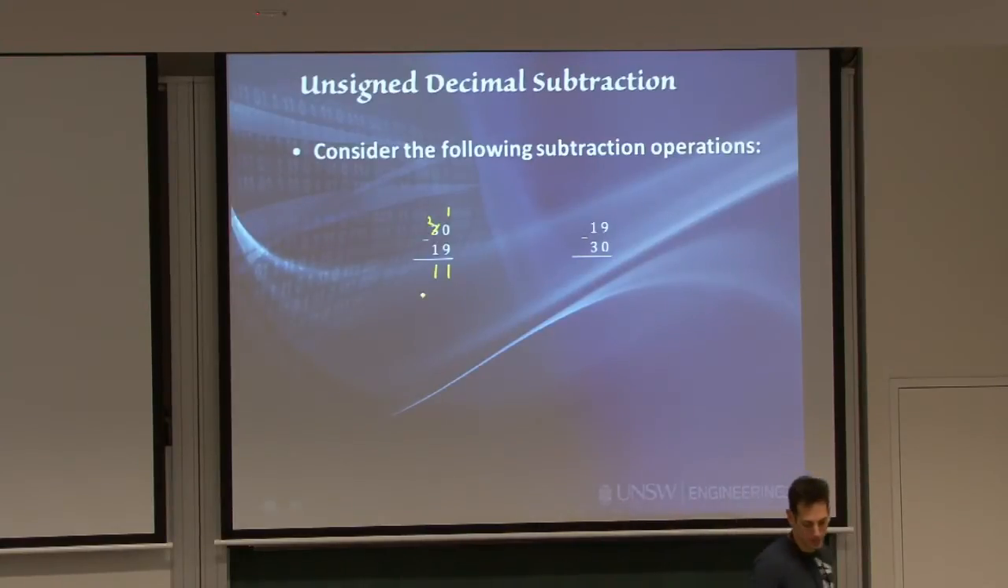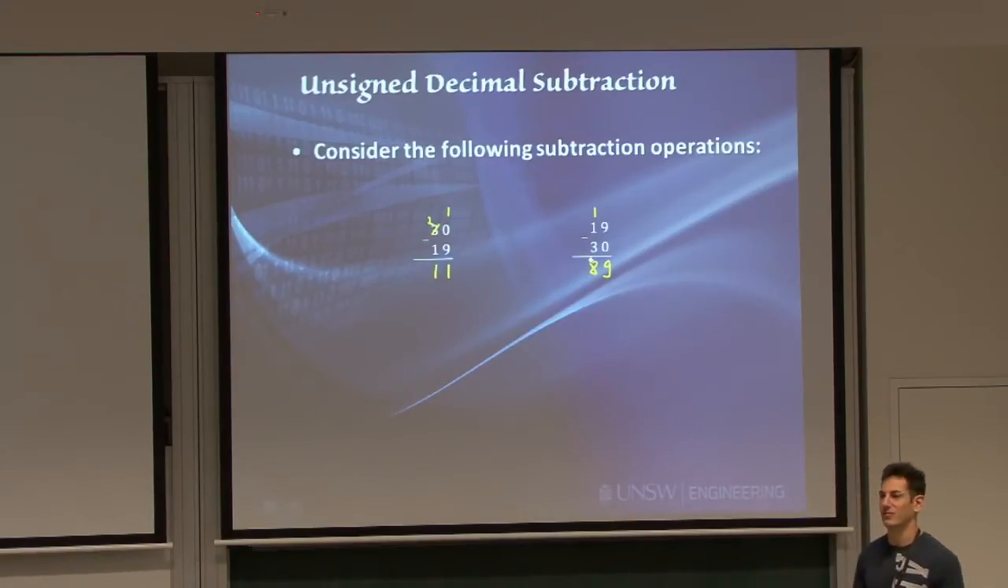So far easy. What about the other case? 19 minus 30. Well, 9 minus 0, 9. 1 minus 3, well, we can't do 1 minus 3, so we borrow a 1 from thin air. 11 minus 3 is 8, and we get 89. What? Obviously, clearly not quite the right answer.